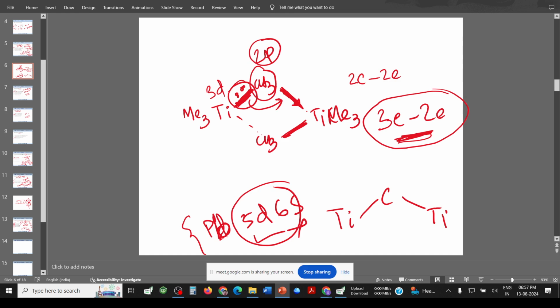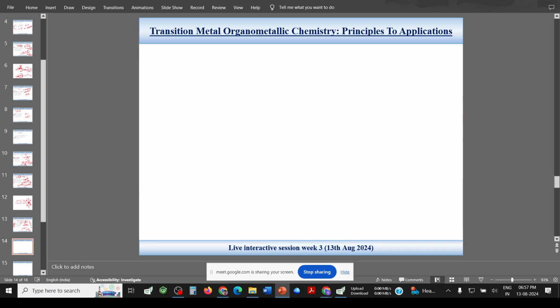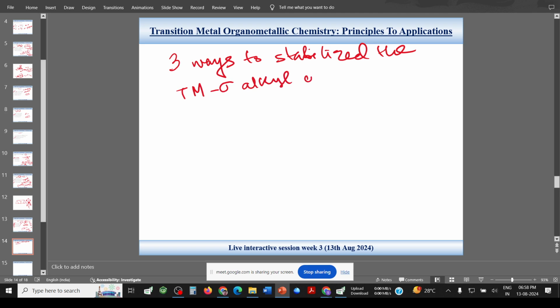So we have our sigma alkyl complexes. We have 3 criteria by which we can stabilize these complexes. What are these 3 criteria? 3 ways or 3 criteria to stabilize the transition metal sigma alkyl complexes. What are they?